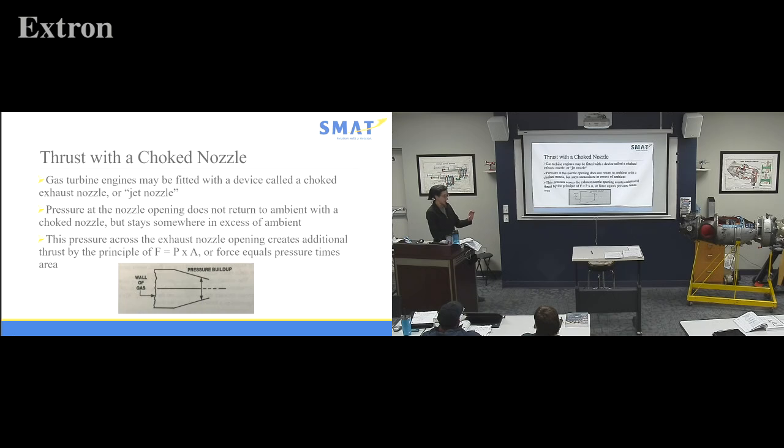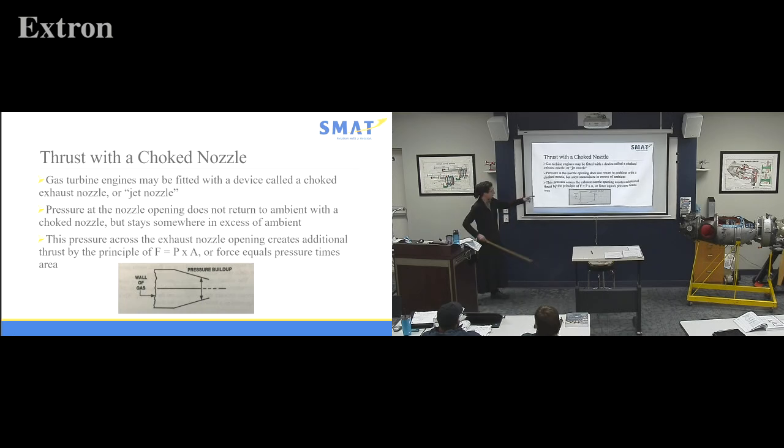Pressure stays somewhere in excess of ambient because of the engineered design of the choke nozzle. So you're getting additional pressure. That pressure across the nozzle creates additional thrust by this principle of force equals pressure times area.